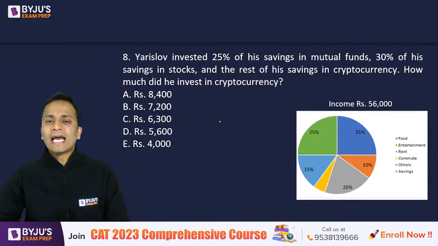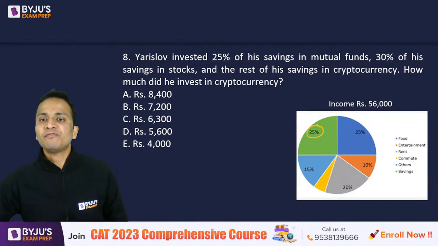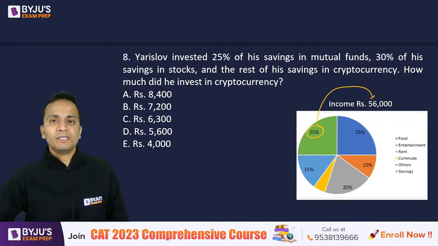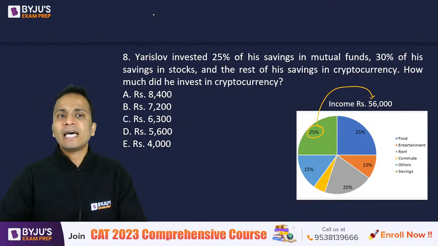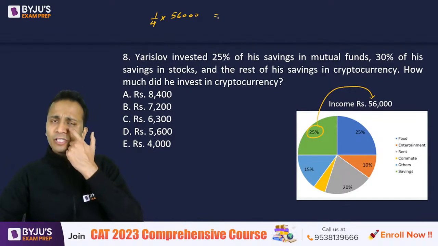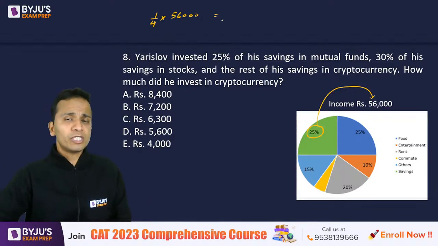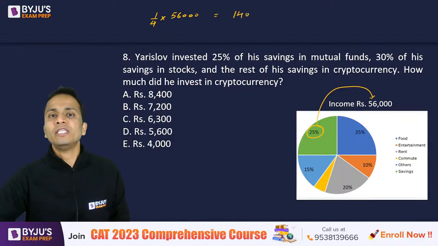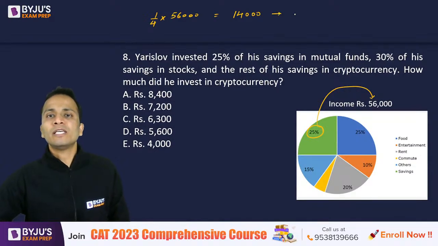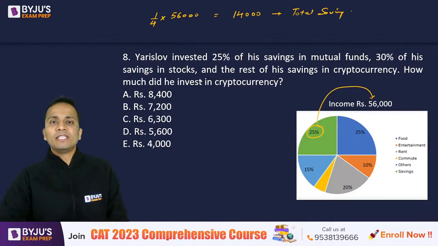So first of all, I'll calculate the saving. Let's look at the savings. So savings is 25 percentage of this number, right? Now 25 percentage, that means 1/4. So 1/4 of 56,000 is the saving of this person. Now 56,000 को 4 से divide कर दो, so it will come out to be 14,000. So 14,000 is the total saving of this person, right? Total saving पता लग गया 14,000.